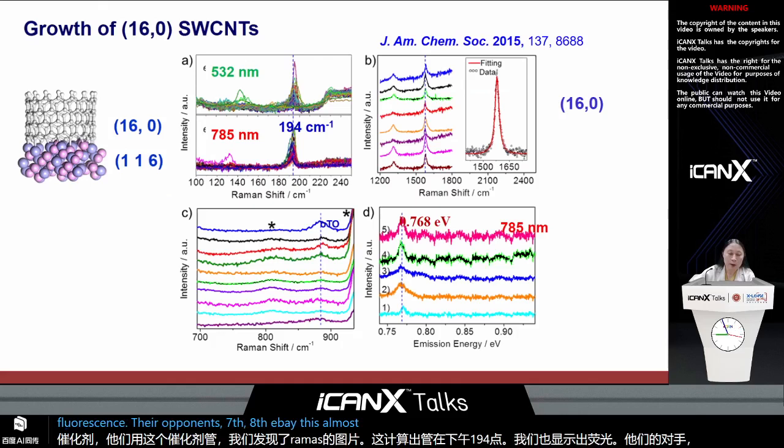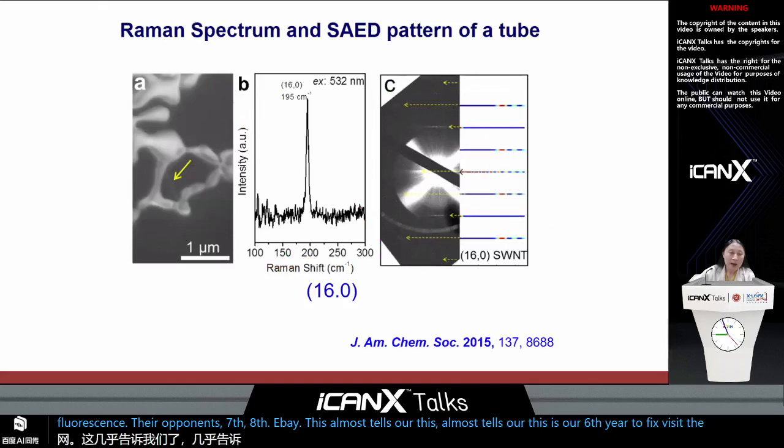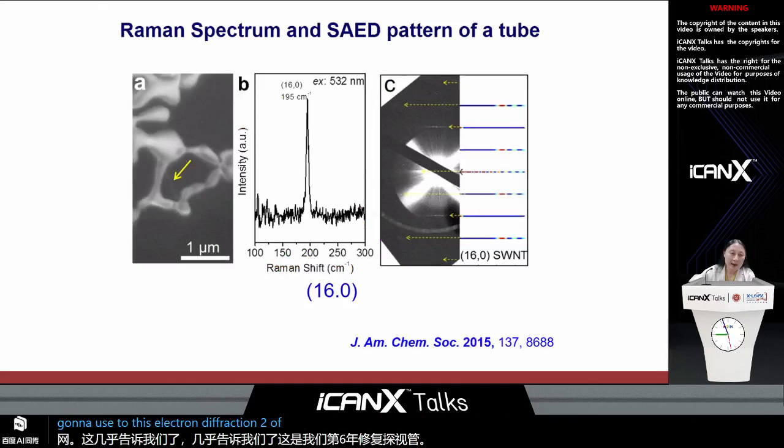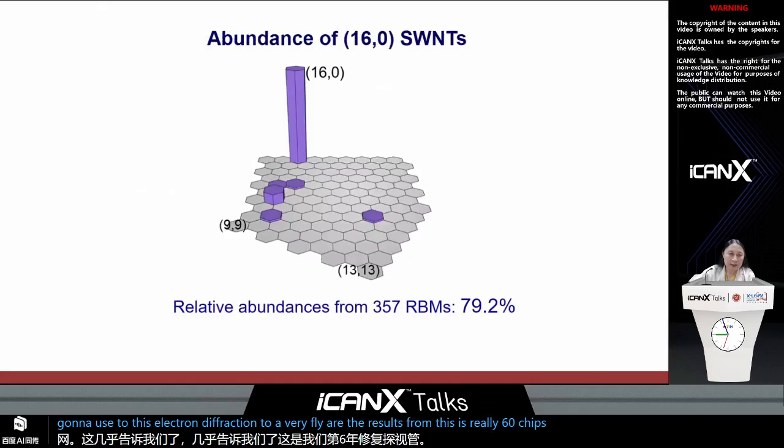This almost tells us this is a (16,0) tube. But we again used electron diffraction to verify the result and found it is really (16,0) tubes. For the (16,0) nanotubes, the selectivity is around 79.2%.